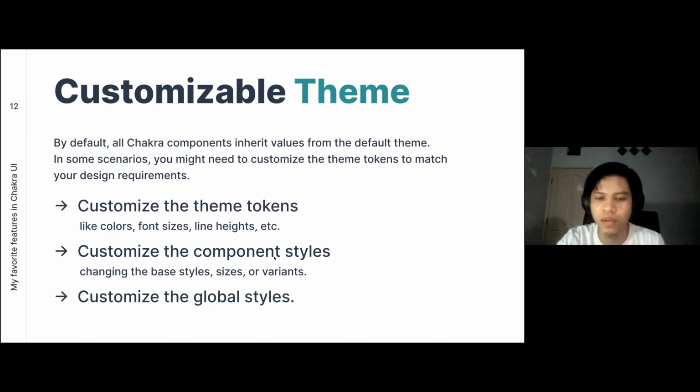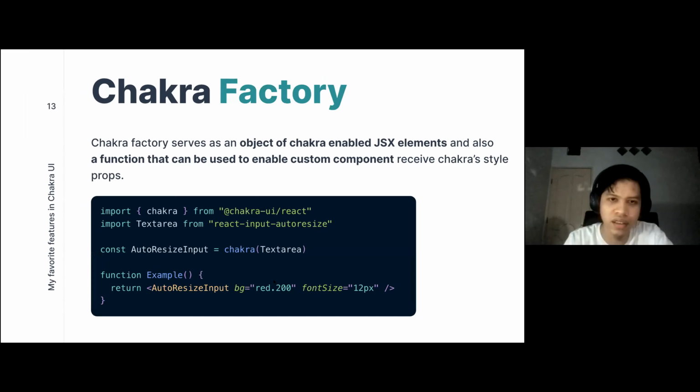Sometimes we have a different style of switch button or the button itself. So in the components from Chakra, we're able to customize the base style, and we're able to customize the size, and we're able to customize the variant or add a new variant. And then we're able to write global style in Chakra, so we don't need to have one CSS file to reset or to define global things.